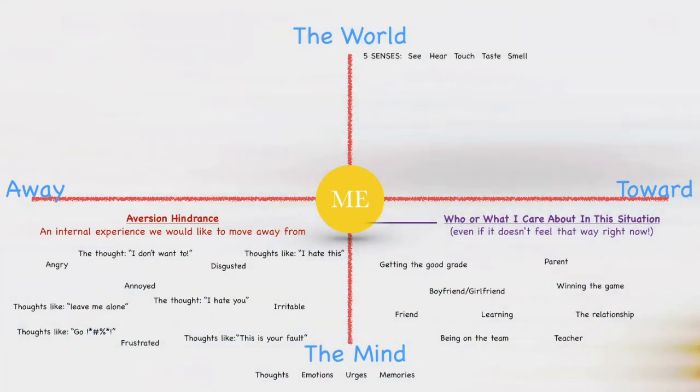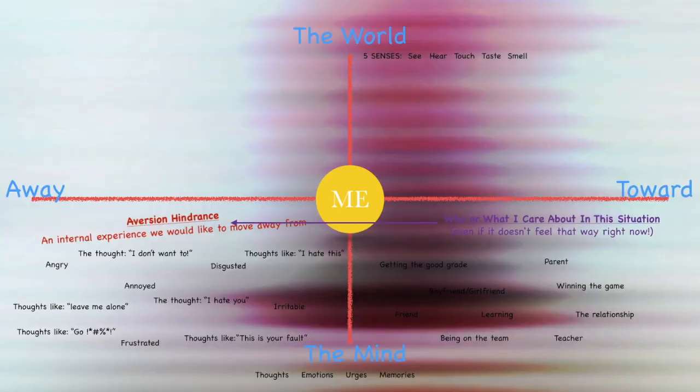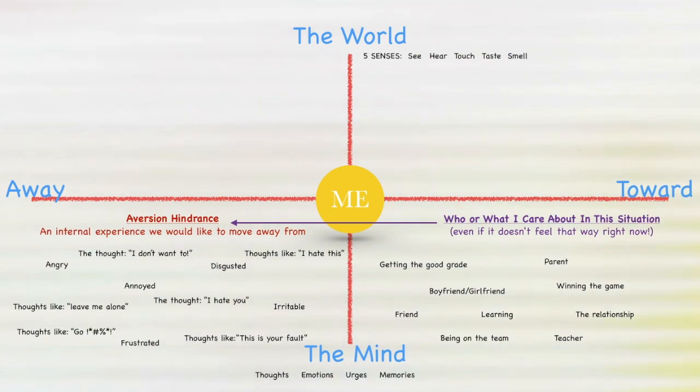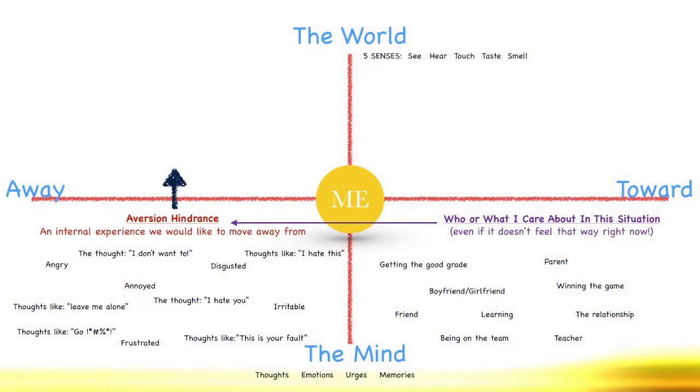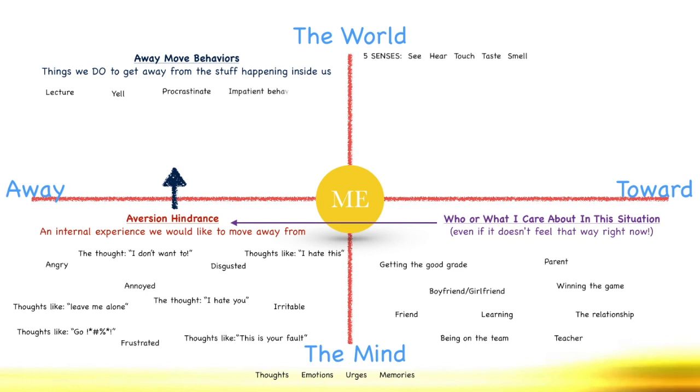And when the aversion hindrance shows up, all of these thoughts and emotions show up, it starts to cloud your judgment. And when you get hooked by aversion, you start potentially doing things to compensate that in hindsight you later regret. So up here in the top left quadrant, we can put all of those kind of away move behaviors.